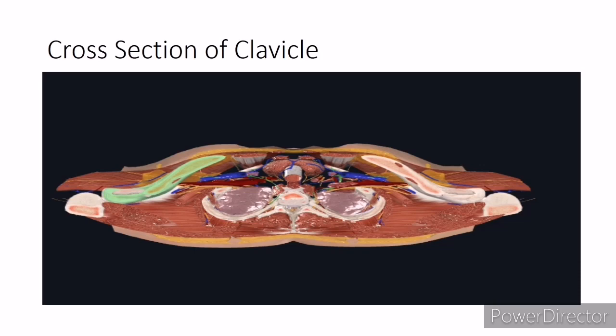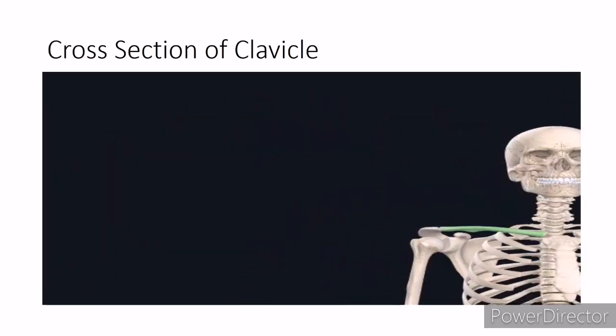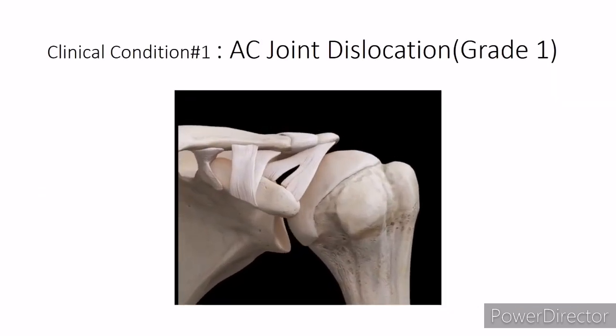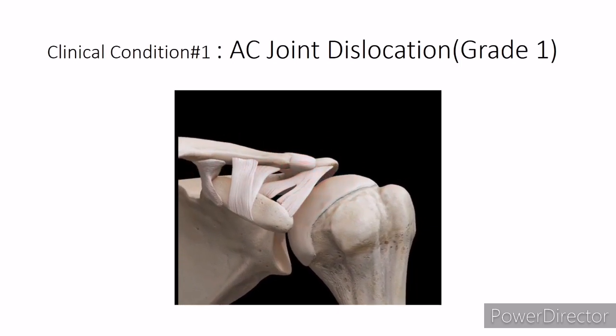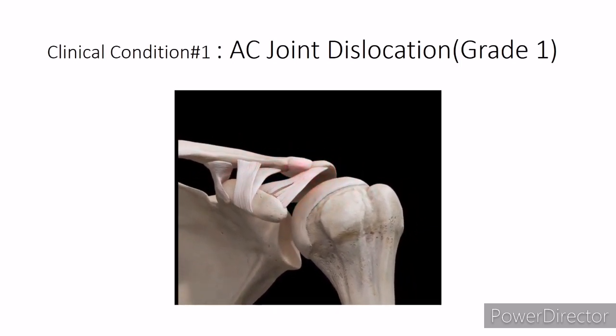So how is this beneficial to us as future doctors? We will take a look at some clinical conditions. First is the AC joint dislocation grade 1. Grade 1 sprains involve only partial damage to the joint capsule and the acromioclavicular ligament.